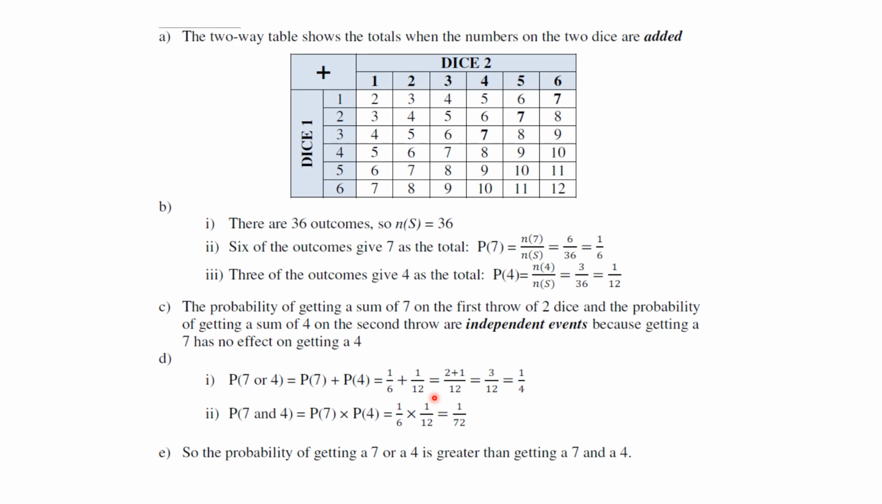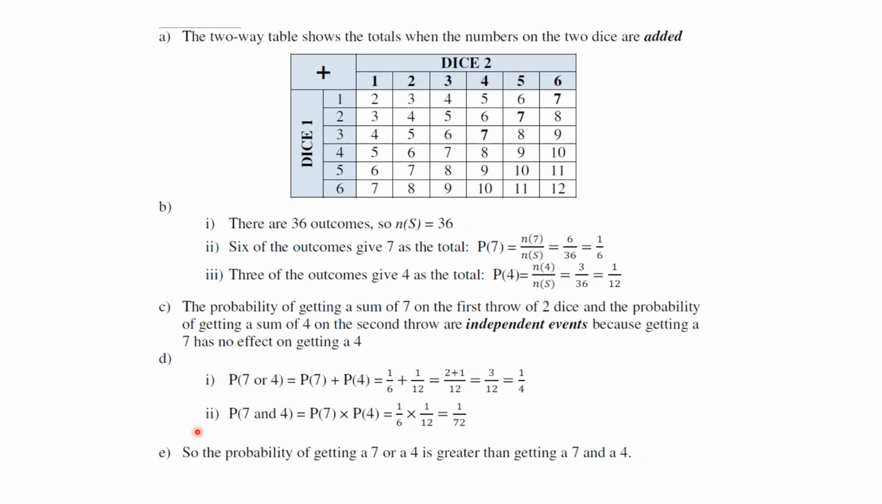So part C. The question says the probability of getting a sum of 7 on the first row of 2 dice is actually 1 out of 6, and the probability of getting a sum of 4 is actually 1 out of 12. Are they independent events? Yes, they are independent events, because getting a 7 and getting a 4 are not dependent on each other. Throwing the first dice and the second dice doesn't affect each other. So in this case, getting a sum of 7 and 4 are independent events.